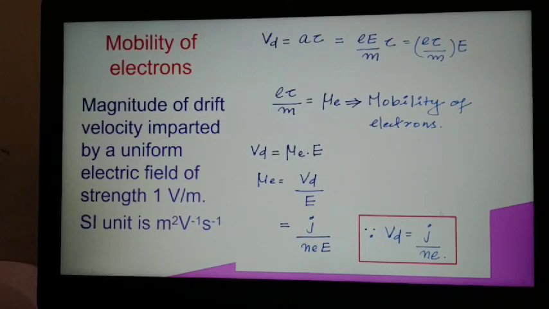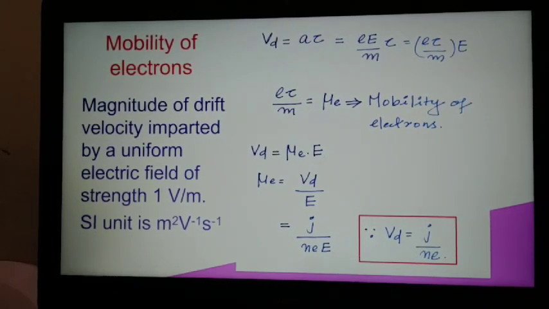And drift velocity is denoted in terms of current density, that is J by Ne. I have kept it in a red box here. Now you have to learn that, but we will discuss it in the next session. So Vd is equal to J by Ne, so mu is equal to J by Ne into E. This is another form of mobility in terms of current density. Don't worry, we will discuss it.